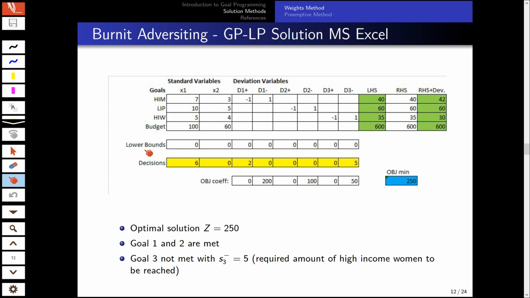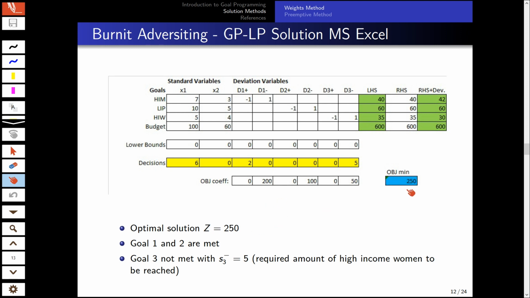Now you might want to introduce some lower bounds with respect to all the variables. In this case, we haven't introduced any of these, and here in yellow you find the decision variables. The objective coefficients, and this is interesting now, are given here. So we introduced it for all the deviational variables, but because the customer has penalties just for not reaching enough of certain people, for instance the high-income men, the low-income people, and the high-income women, we just introduce these three together. And the objective is minimization of the overall costs.